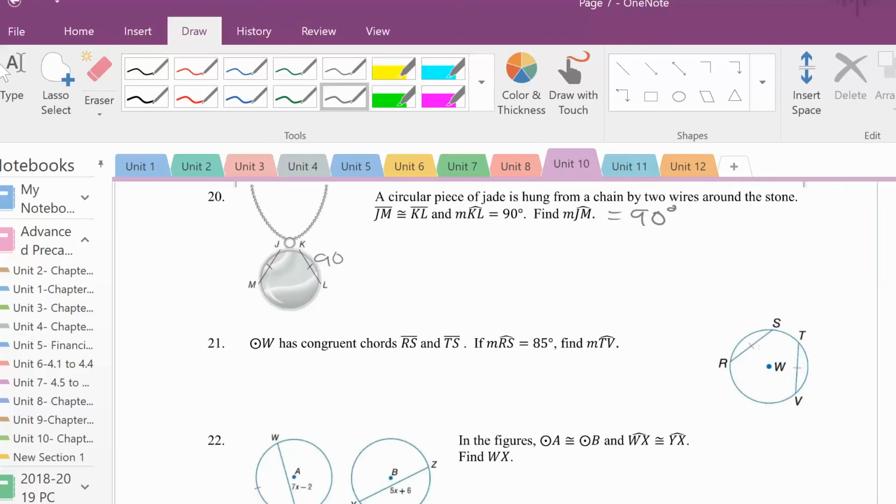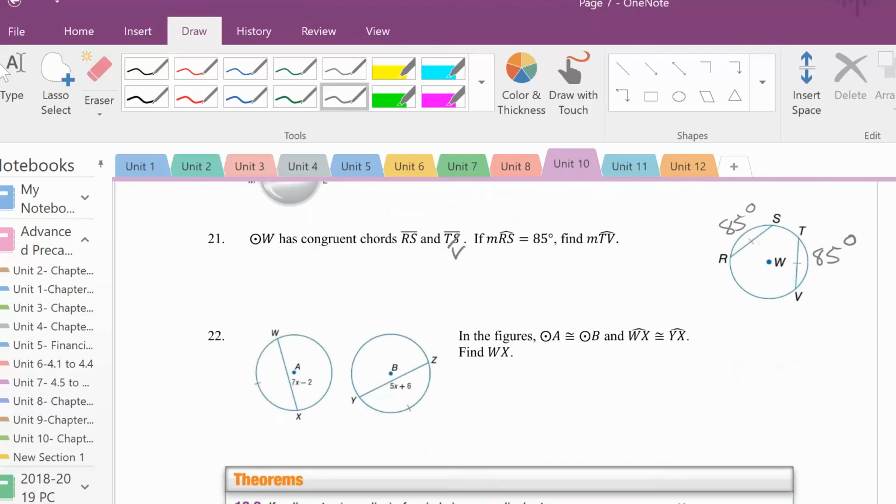In circle W, it has congruent chords RS and TV. If the measure of arc RS is 85 degrees, then the measure of arc TV is 85 degrees.